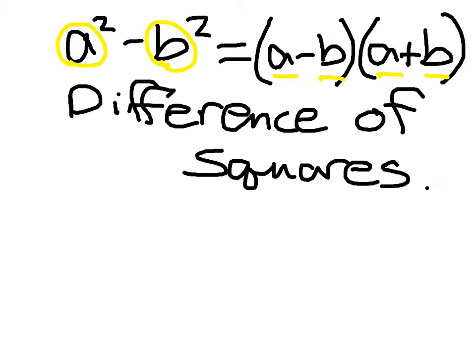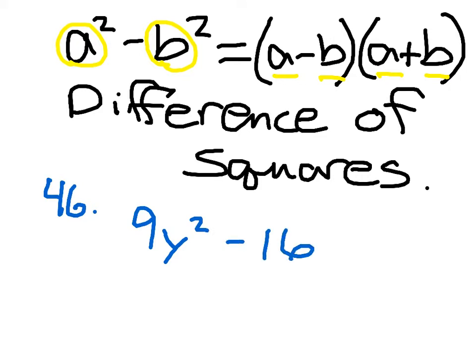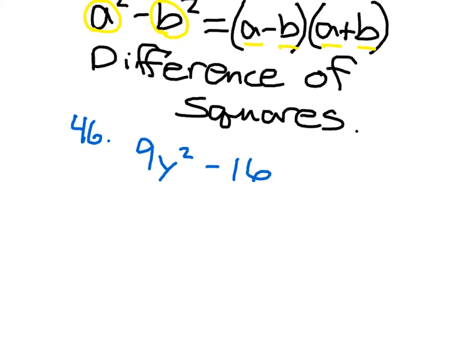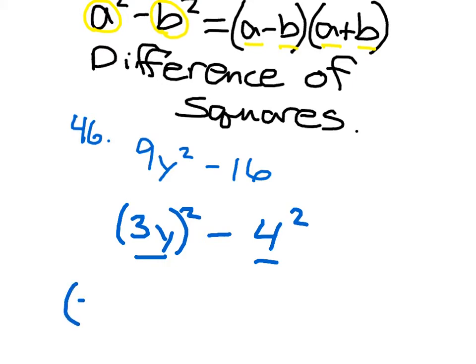So let's look at one of these that we run into down here, like number 46. This one is a nice starting point. 9y squared minus 16. The key here is to think of these as a quantity squared minus another quantity squared. So I've got 3y quantity squared minus 4 squared. Well, here's my a and here's my b. Now my pattern works. I have 3y minus 4 times 3y plus 4.